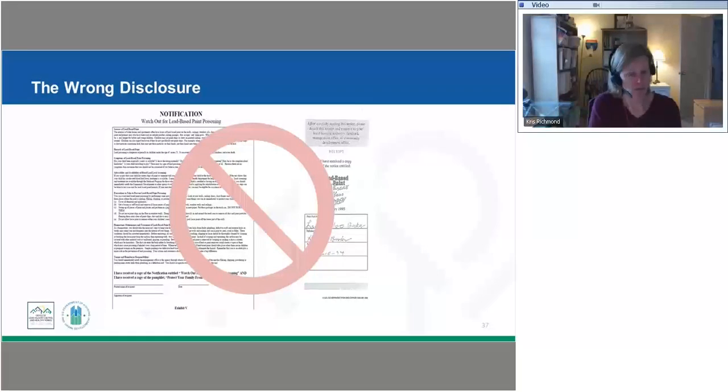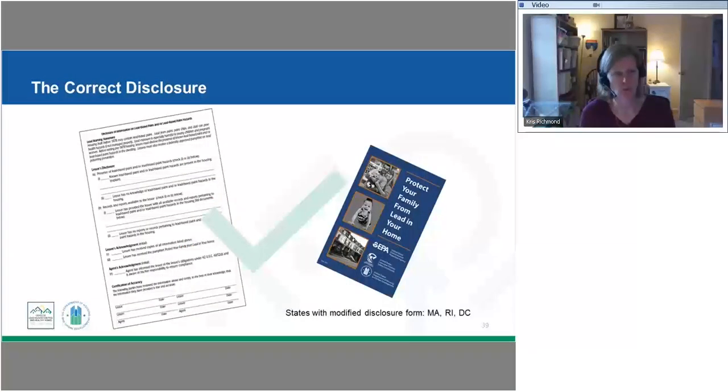All right, so we want to make sure that our owners are using the correct form. The form that you see on here, the watch out for lead-based paint poisoning, is not the correct form. HUD often sees different communities and owners using this form. So you don't want to be using this form. The correct form is the disclosure of information on lead-based paint and lead-based paint hazards. And this is found on HUD and EPA's website. There's one that's for sale properties. There's also one for rental housing. So you want to make sure that your owners are using the one for rental housing.